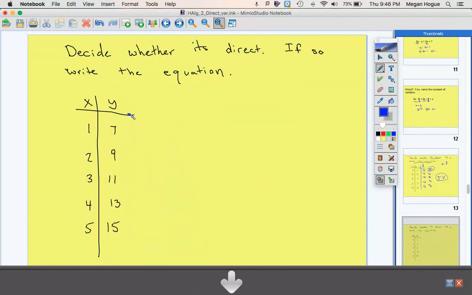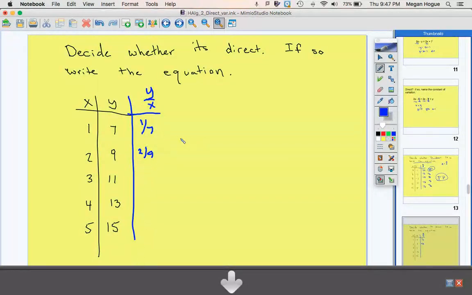Next one, x and y column, and I'm going to have my y over x column. Same question. As you're copying this down, what you might start to notice is I have 1/7, 2/9. As soon as I see these are different, I don't care about the rest of the table.